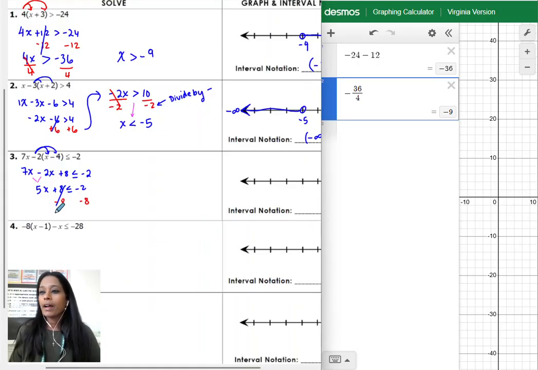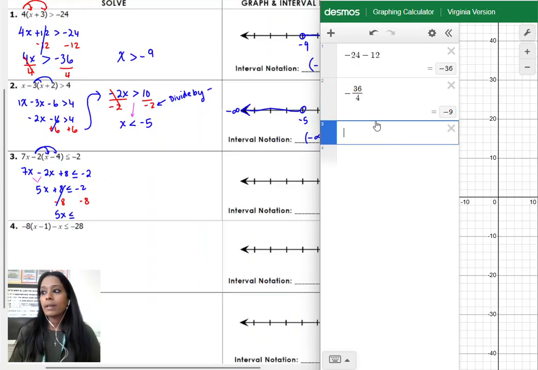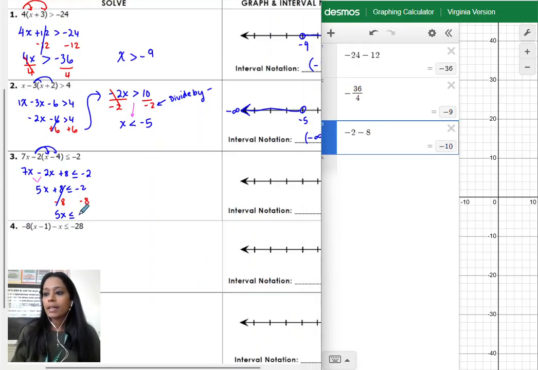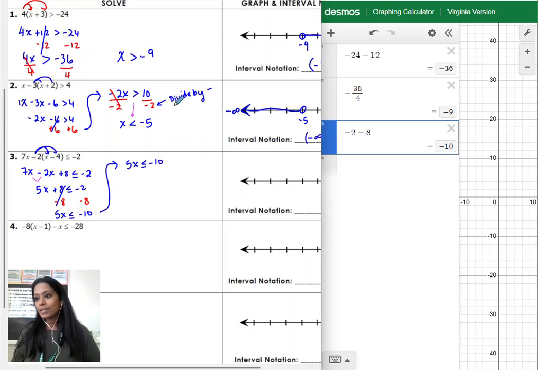And then you have 5x is less than or equal to negative 2 minus 8. Negative 2 minus 8 is going to be negative 10. Okay. And then I'm just going to move this up here. So I'm just rewriting it because I want some space.